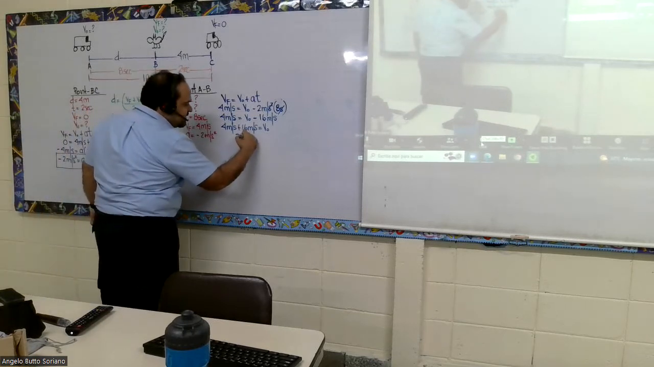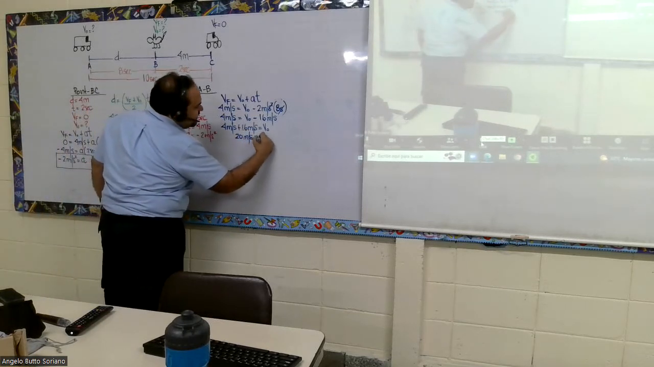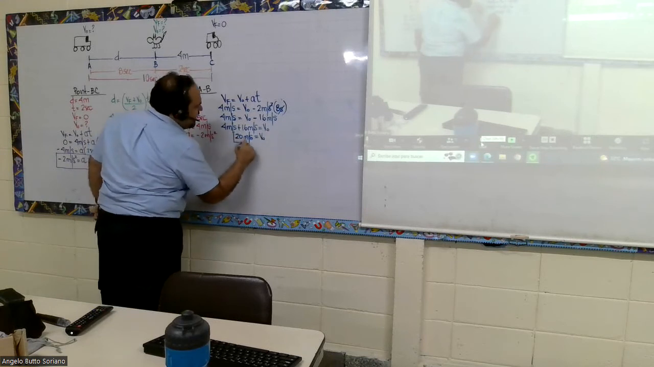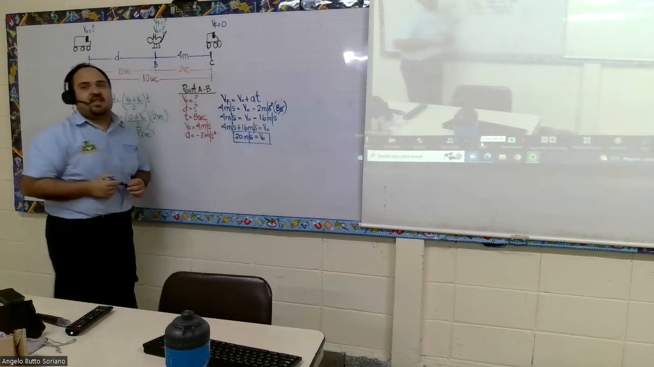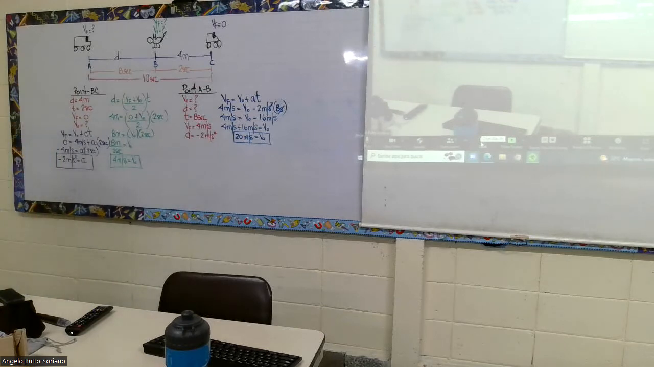So that makes sense. If you see, at the beginning, at point A, the initial velocity is supposed to be greater than at point B, because the car has full speed at the beginning.